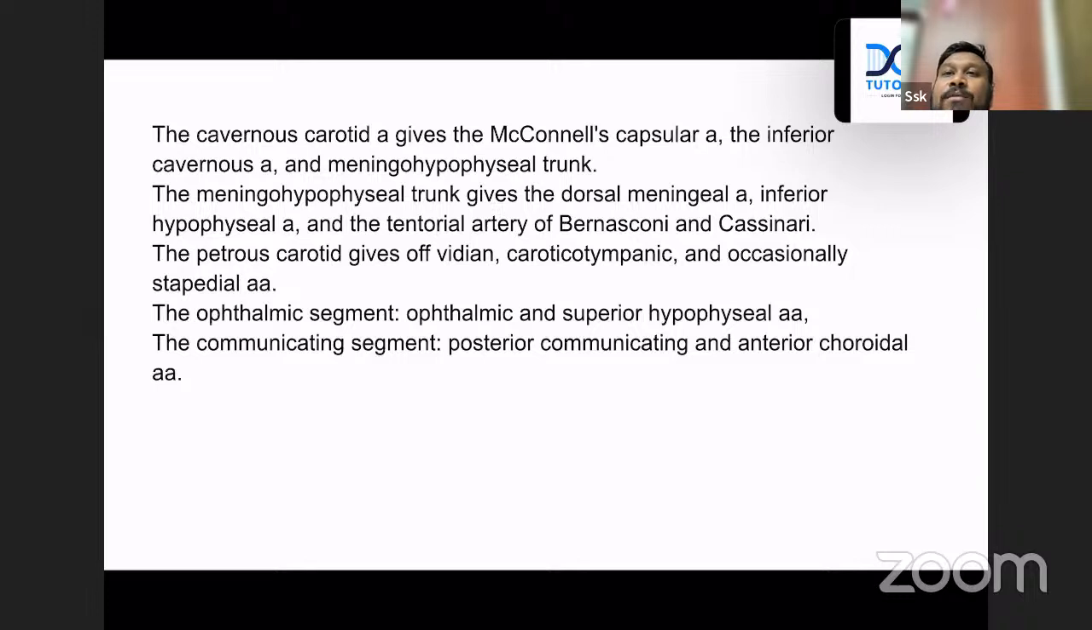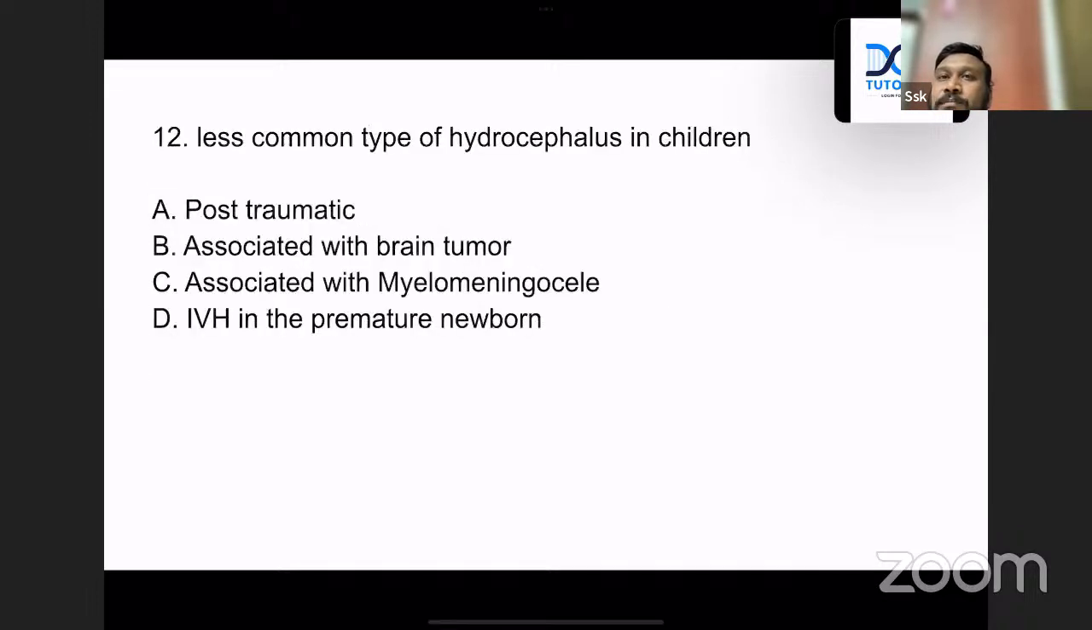The petrous carotid will give off the Vidian artery, caroticotympanic artery, and occasionally the stapedial artery. And the ophthalmic segment is going to give the ophthalmic artery and the superior hypophyseal artery. Then you have the communicating segment, which is going to produce the posterior communicating artery and anterior choroidal artery. So all these are the various branches of the internal carotid artery.